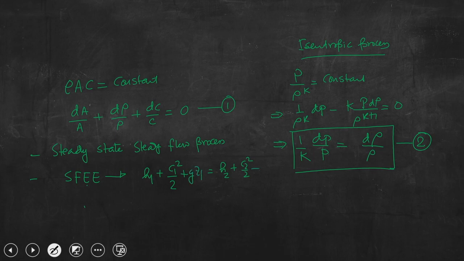Plus G Z 1 plus G Z 2, sorry. Now, so this is the equation. From there, in the absence of heat and work interaction, I am writing here the steady flow energy equation in the absence of work and heat interaction.